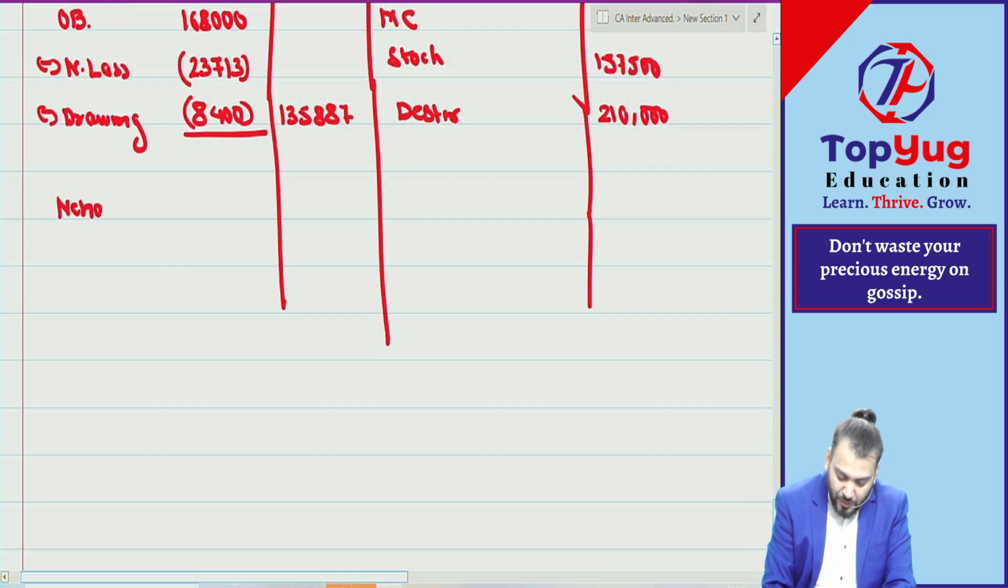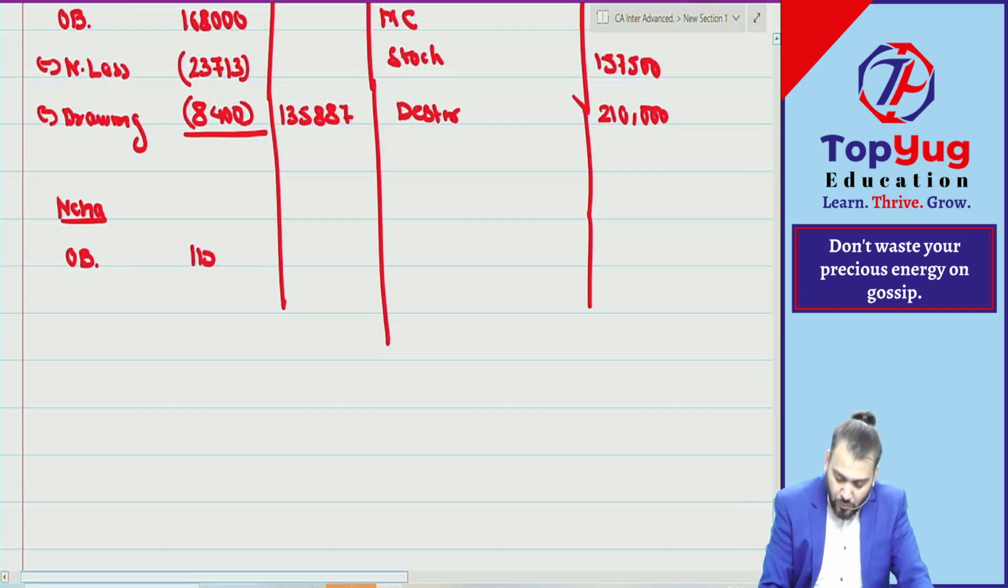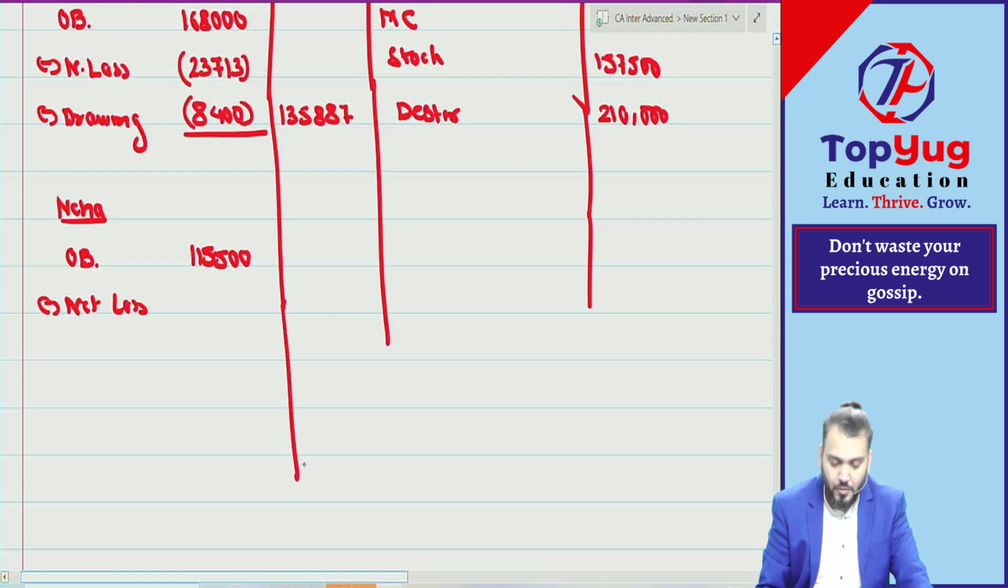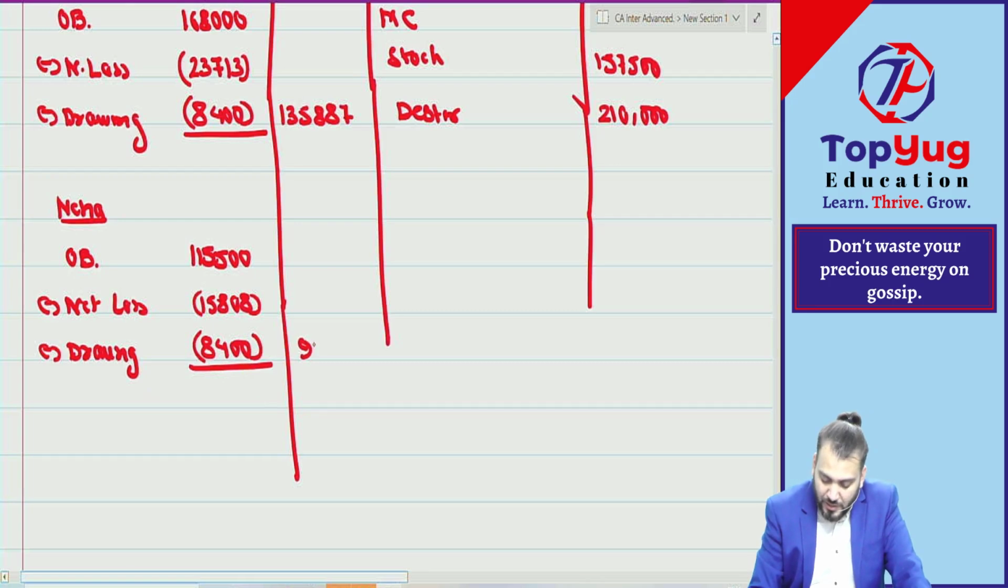Similarly, we'll do it for Neha. Opening balance 1,15,000, minus net loss. Can you give me the net loss? 15,808. Then minus drawing, how much? 8,400. How much? 91,292. Then we have Neeraj's capital.